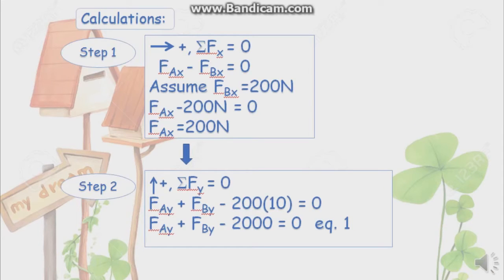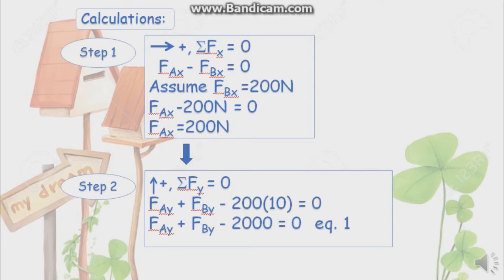For the calculations, step 1. The force towards the right direction is always assumed to be positive. The summation of Fx equals 0. So FAX minus FBX equals 0. There is another assumption made here, that is FBX equals 200 Newton. So FAX minus 200 Newton equals 0. Finally, you will get the answer of FAX equals 200 Newton.